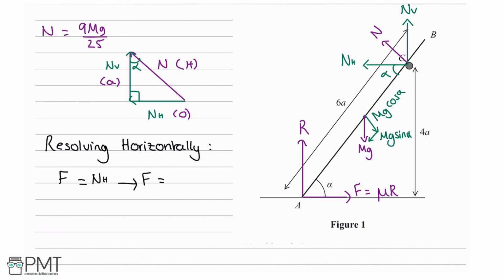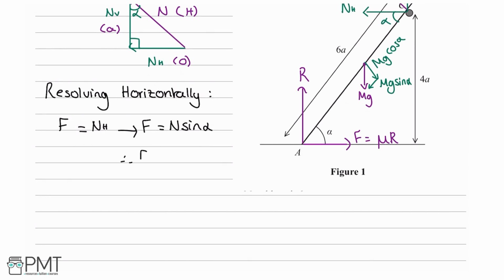From here, what we will have is that our frictional force F equals... So to get NH, we will come back to this triangle we have here. NH is the opposite side to our angle, so this means we will be using sine, because remember from SOHCAHTOA, you have SOH. So the horizontal component of our normal force is going to be N sine alpha. We already know that N is 9 mg over 25, so therefore our frictional force must be equal to 9 mg over 25 sine alpha, like that.